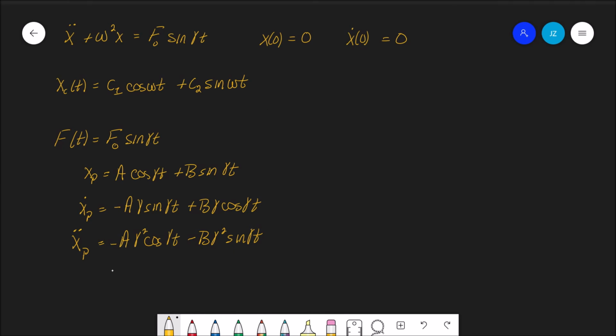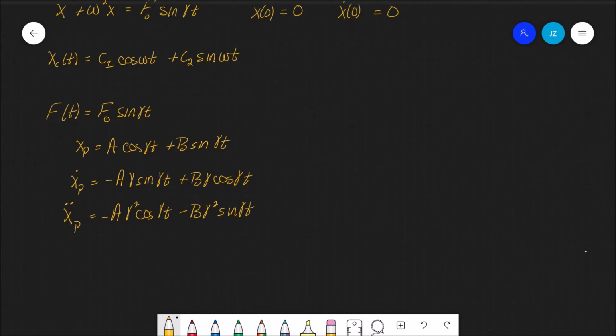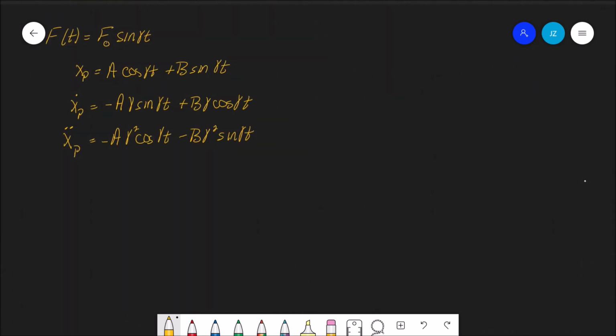So we plug this now into our original equation. So we'll get negative a gamma squared cosine of gamma t minus b gamma squared sine of gamma t plus omega squared times a cosine gamma t plus b sine gamma t.